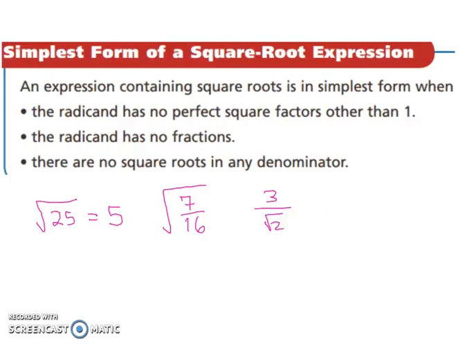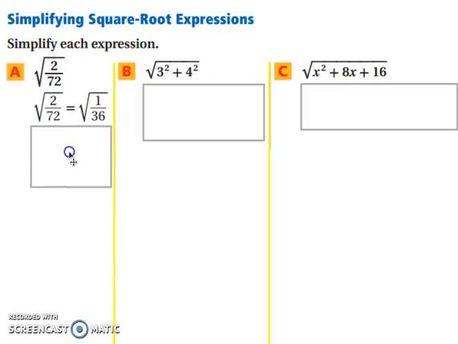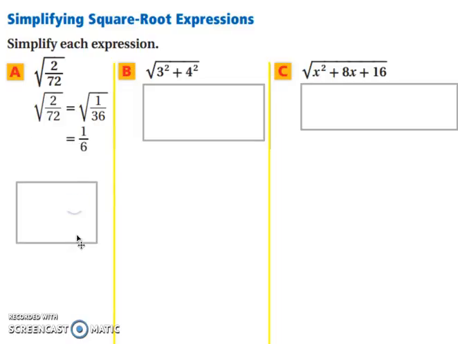So let's practice simplifying square root expressions. In this first one, we have the square root of 2 divided by 72. So we want to simplify what's underneath the radical sign first. So 2 divided by 72 is 1 over 36. And now we can take the square root of the 1 and the square root of the 36. So the square root of 1 is 1, and the square root of 36 is 6.